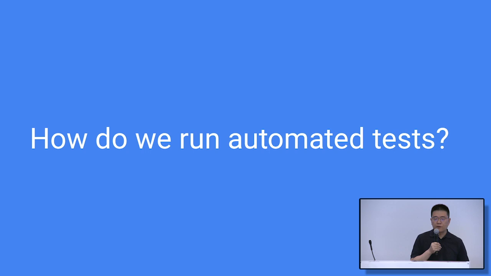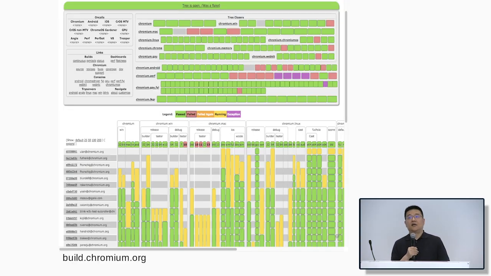Next is how do we run automated tests? I want to focus on two of the phases, CQ and CI, mentioned before. In Chromium, CQ is a kind of pre-submit, the commit queue. CI is continuous integration testing. So here we look at this. People probably want to ask why we call this a waterfall. I think the waterfall is the UI of build.chromium.org. At the bottom you can see lots of builder configurations.